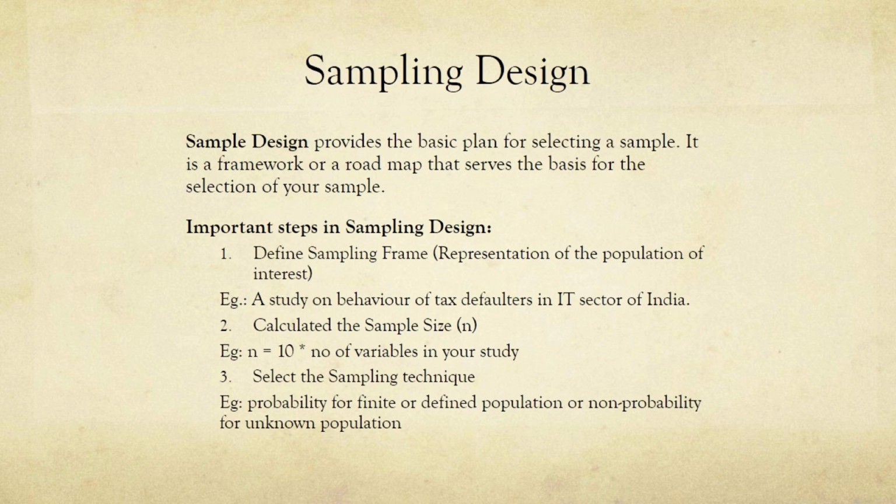So you have a list of maybe 2000 tax defaulters, and from those 2000, you have to select 100 tax defaulters. Now, how do you select those 100? That is called a sampling technique or a sampling method. And we'll be elaborating more on that in the next slide.